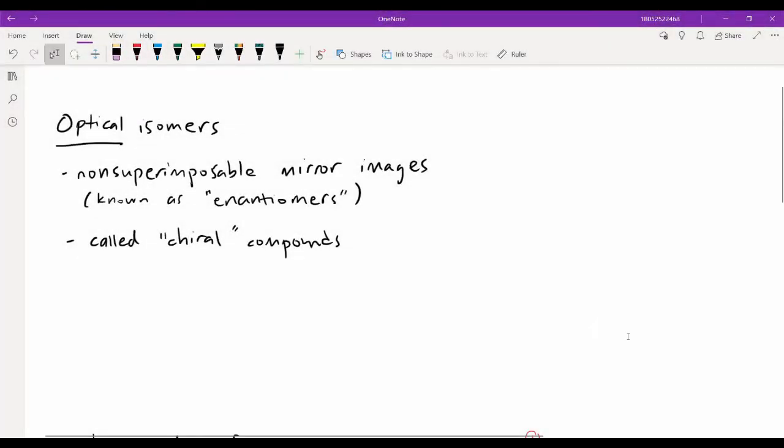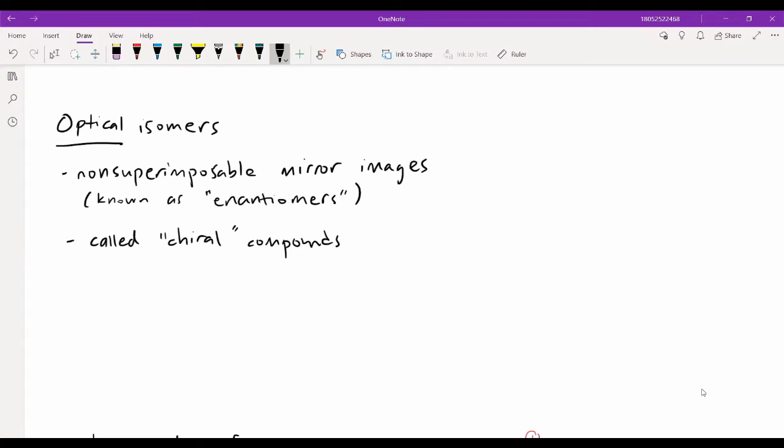Okay, we're going to cover a little bit about optical isomers. Since I didn't have a question on my handout specifically about this, I figured I'd do a little bonus video and just go over the concept of this and maybe one example. We'll get into this more in chapter 21 with organic chemistry, but for now, you want to at least know the definition. These are non-superimposable mirror images.